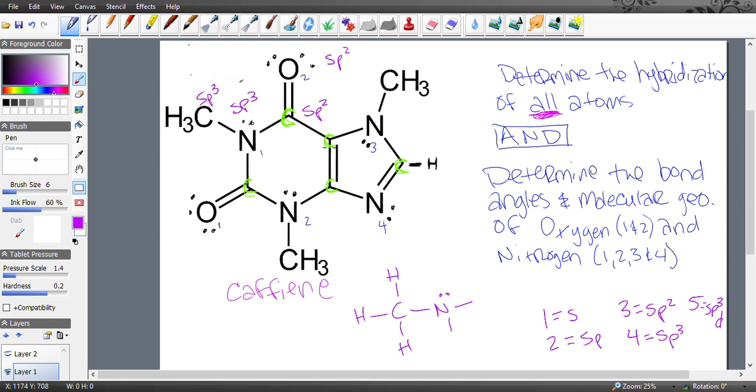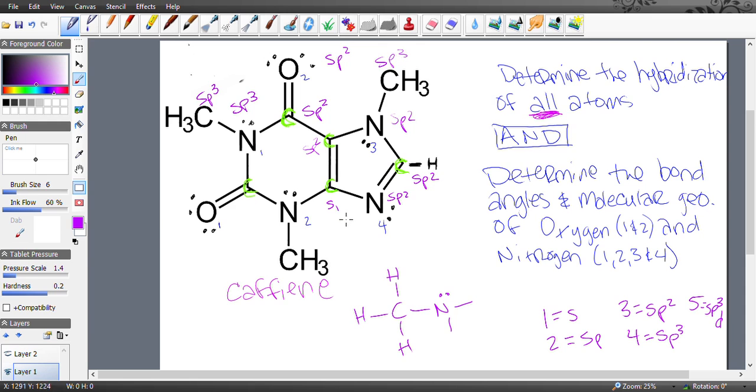This carbon right here, same thing, 3 groups, 1, 2, 3, sp2. Nitrogen, 1, 2, 3, 4 groups, sp3. This carbon is the same as this one, it's going to be sp3, right, because 1 for each of the hydrogens. So sp3 for that. This carbon, 1, 2, 3 groups, so it's going to be sp2. This nitrogen, 1, 2, 3 groups, that's going to be sp2.